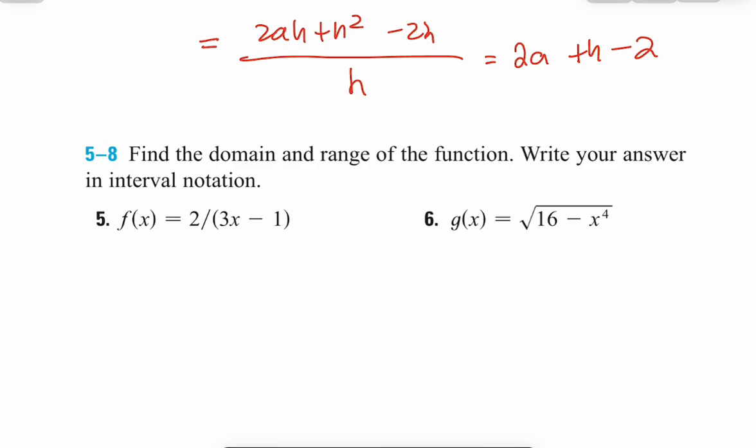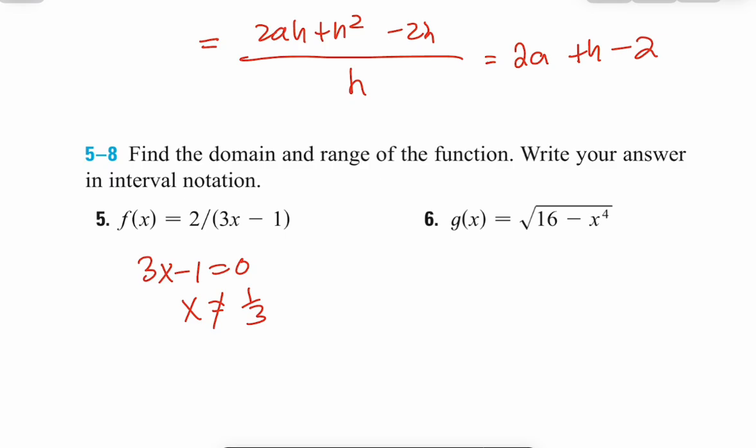So the problem with that fraction is you can't have a denominator that's 0. So just take that denominator, set it equal to 0. Let's find the value that messes it up. Well, hopefully you don't question that 1/3 causes that issue. So just a little slash through it.